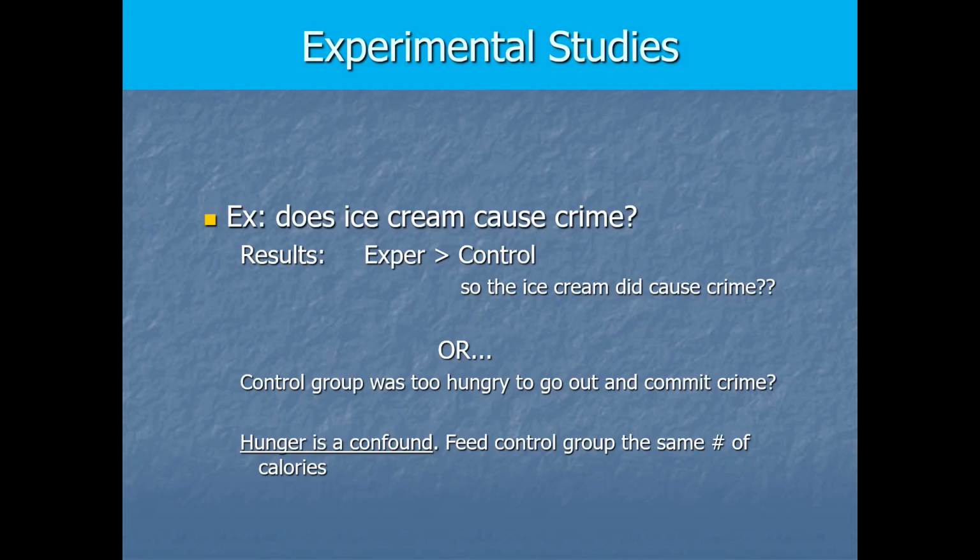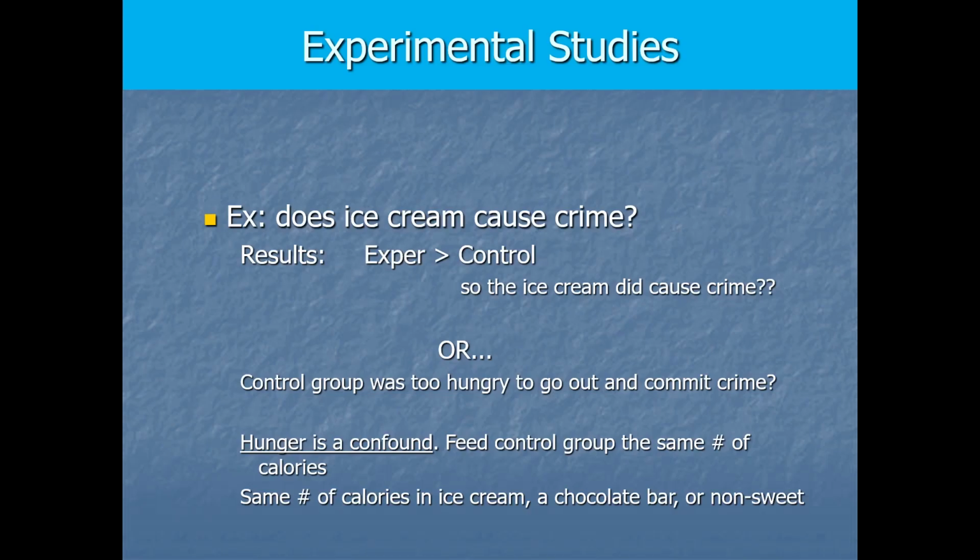Except wait, there's still a confound. What if the ice cream group committed more crime than the equal calorie group, not because of ice cream, but because it was a sugary treat? So we might rerun the experiment with 3 groups. Now we have an ice cream group, a group that gets a chocolate bar of the same calories, and maybe a third group that gets the same number of calories from some non-sweet source. Now, if the ice cream group is still higher in crime than the other groups, we might become more confident it's actually ice cream that's causing crime.